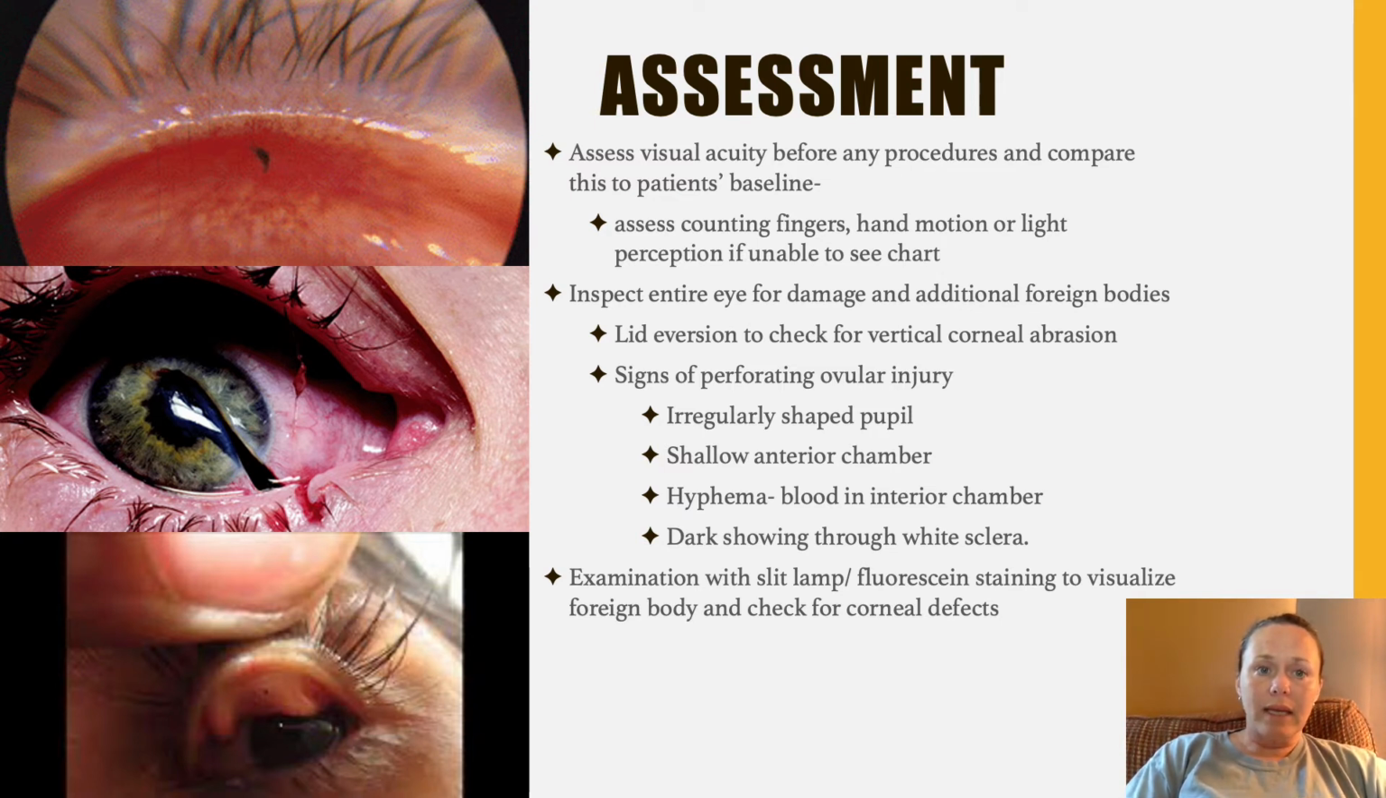Next, you're going to inspect the entire eye for damage and additional foreign bodies. You're going to do the lid eversion to check for vertical corneal abrasions, and you're going to look for signs of perforating ocular injury, like irregularly shaped pupils, shallow anterior chambers, hyphema, which is blood in the anterior chamber, and dark showing through the white sclera. You're also going to want to examine with a slit lamp and fluorescein staining to visualize foreign body and check for corneal defects.